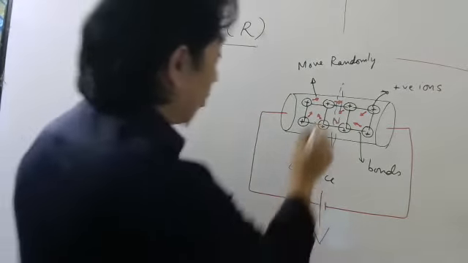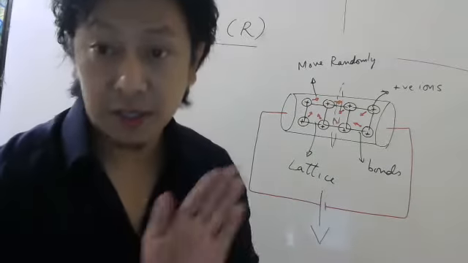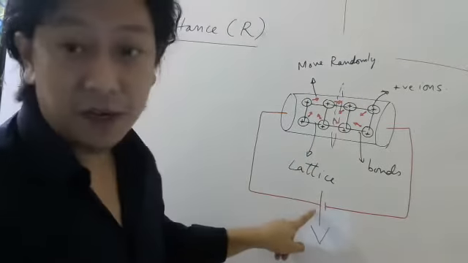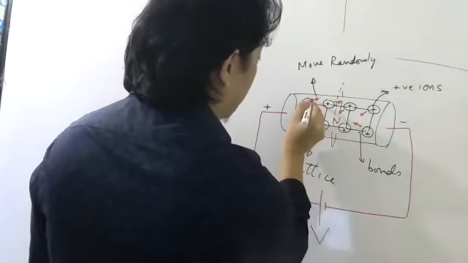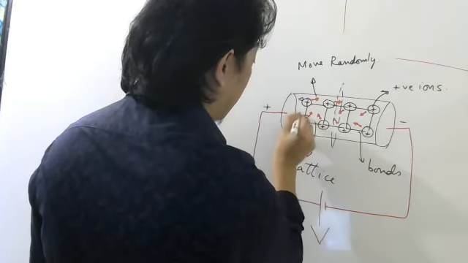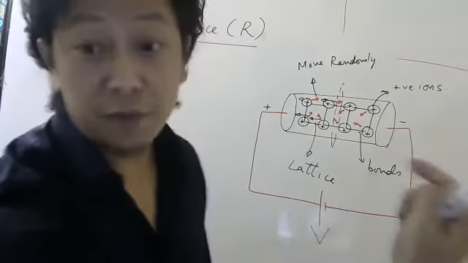Then what happens? All these electrons will feel a force towards the positive terminal, right? This is plus, this will be charged positively, this will be charged negatively. So the electrons will feel a force this side. Every electron will feel a force this side.